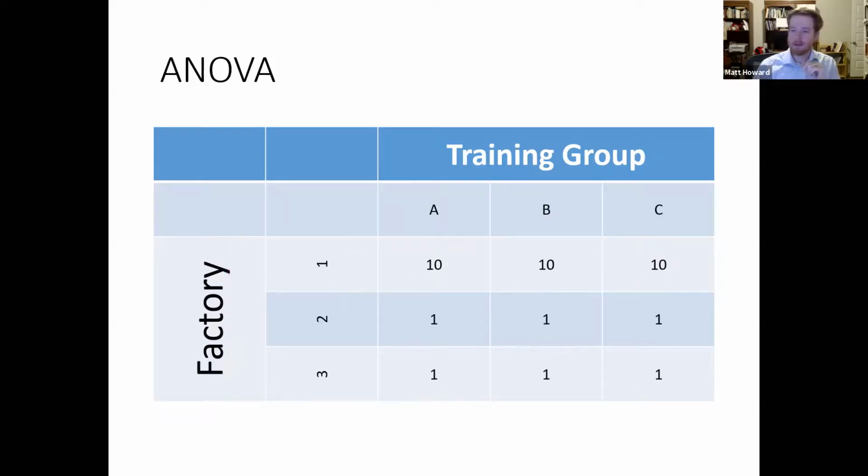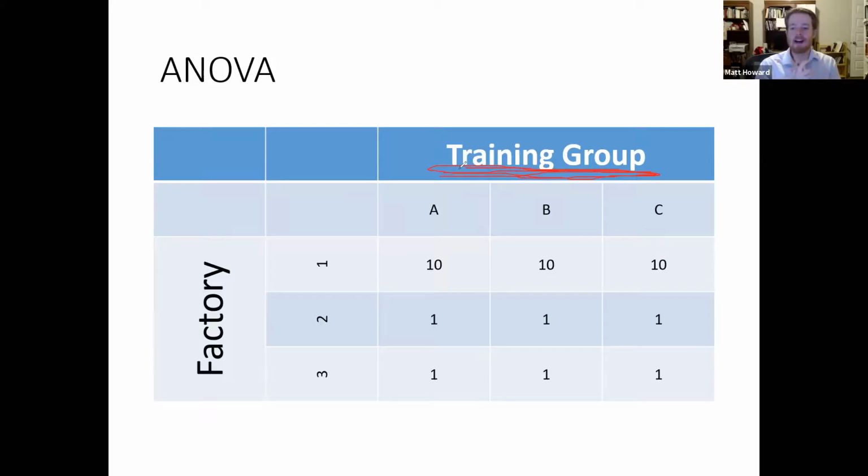Okay, so based on this, since we're using a two-way ANOVA, we can analyze both of these differences at the same time. Would we expect there to be a significant difference among the groups in regards to their training group? What do you think about that?